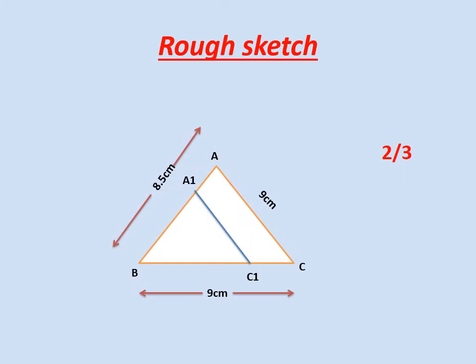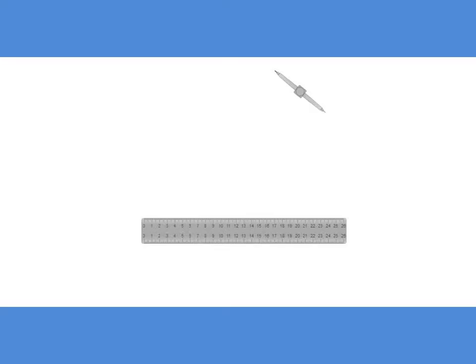Next, see the rough sketch. Yes, this is the given triangle ABC, and we are going to construct similar triangle A1BC1, which is a similar triangle to the given triangle, and the sides of this similar triangle A1BC1 are 2/3 of sides of triangle ABC. Next, see the process.